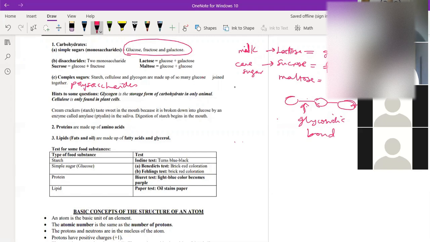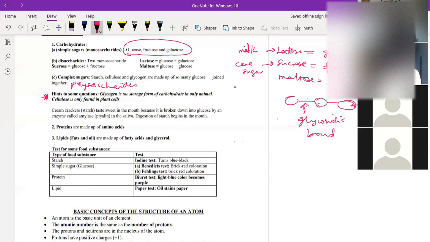Now, I would like to stress these differences between plants and animals. Glycogen is a storage form of carbohydrate in only animals. Plants don't have glycogen. These are very good exceptions that can come on the test. Anything that has glycogen should be related to animals. Plants have cellulose in them, but animals don't. That's another key point.